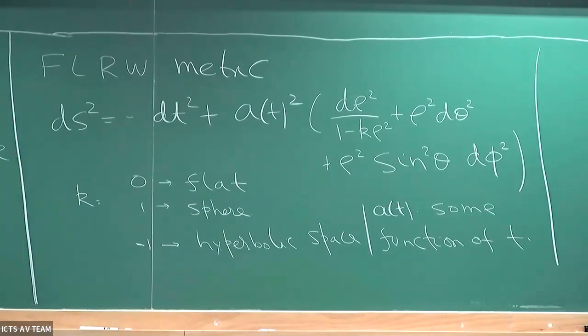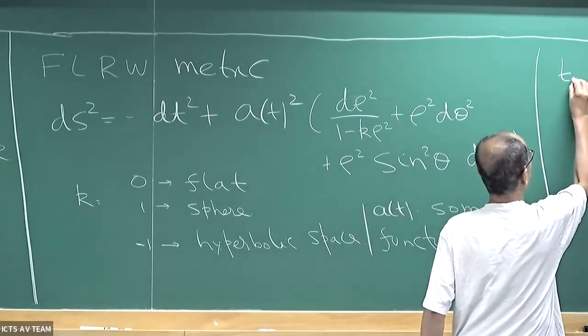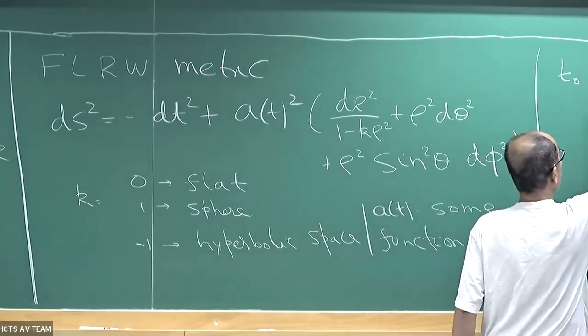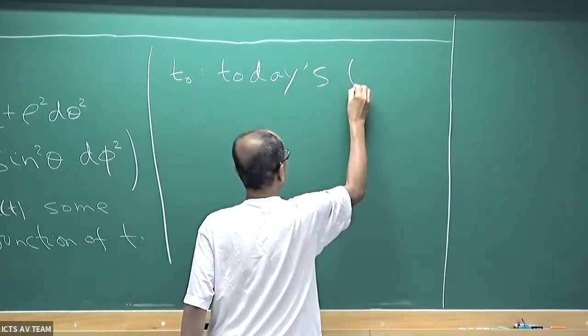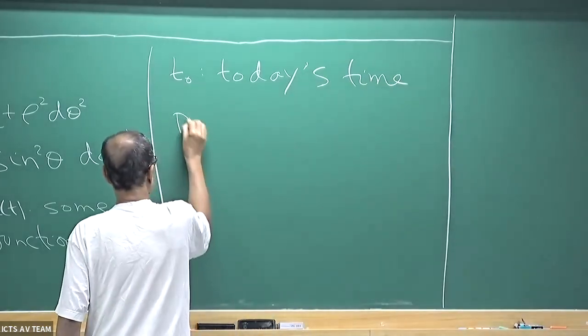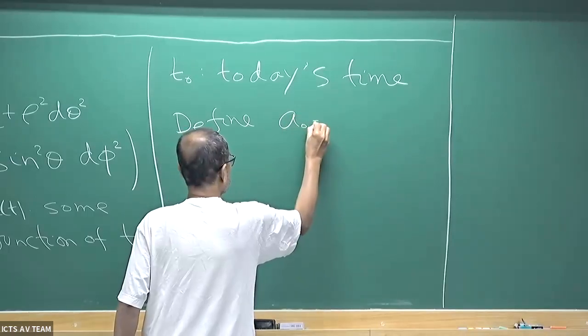Okay. Now we'll use this notation that t0 is today's time, and we will define a0, which is a of t0.